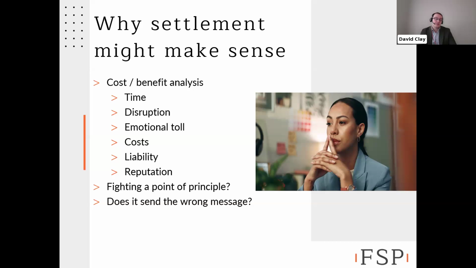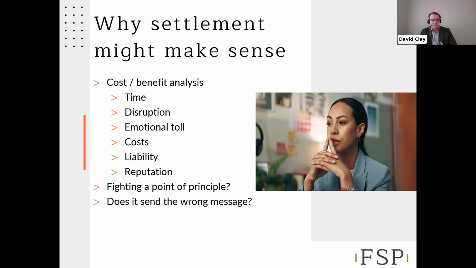Liability, so as I mentioned on the previous slide, there's always a risk that you may ultimately come out on the wrong side of any litigation that is pursued. And reputationally as well, final hearings in the tribunal are held in public. The tribunal publishes records of its judgments, the decisions that it's reached.